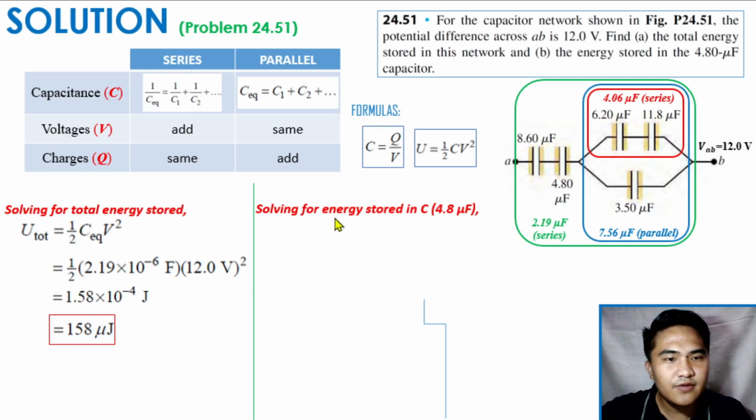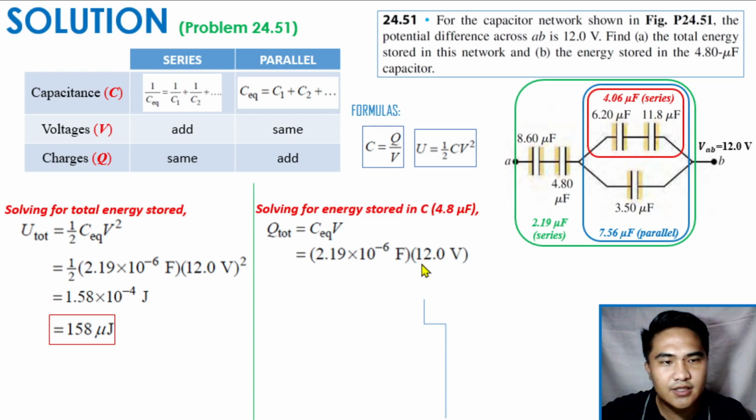Now, solving for energy stored in the 4.8 microfarad capacitor, we will use this formula, and rearranging this, we will get Q total is equal to CEQ V. Our equivalent capacitance is 2.19 microfarad, and the potential is 12 volts, giving us 2.63 times 10 to the negative 5 coulomb. Now, we are solving for the 4.8 microfarad capacitor's energy, or the energy stored in this capacitor.